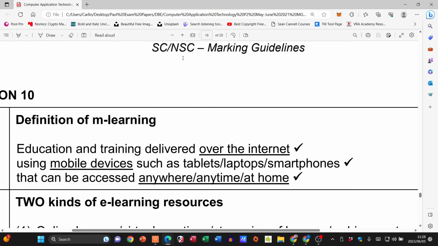Have a look at the memo here. Education and training delivered over the internet, 1 mark. Using mobile devices such as, so you could give any of these examples, that's your 2nd mark. That can be accessed anywhere, anytime, or at home. So this is what your definition needs to be when it comes to M-learning.